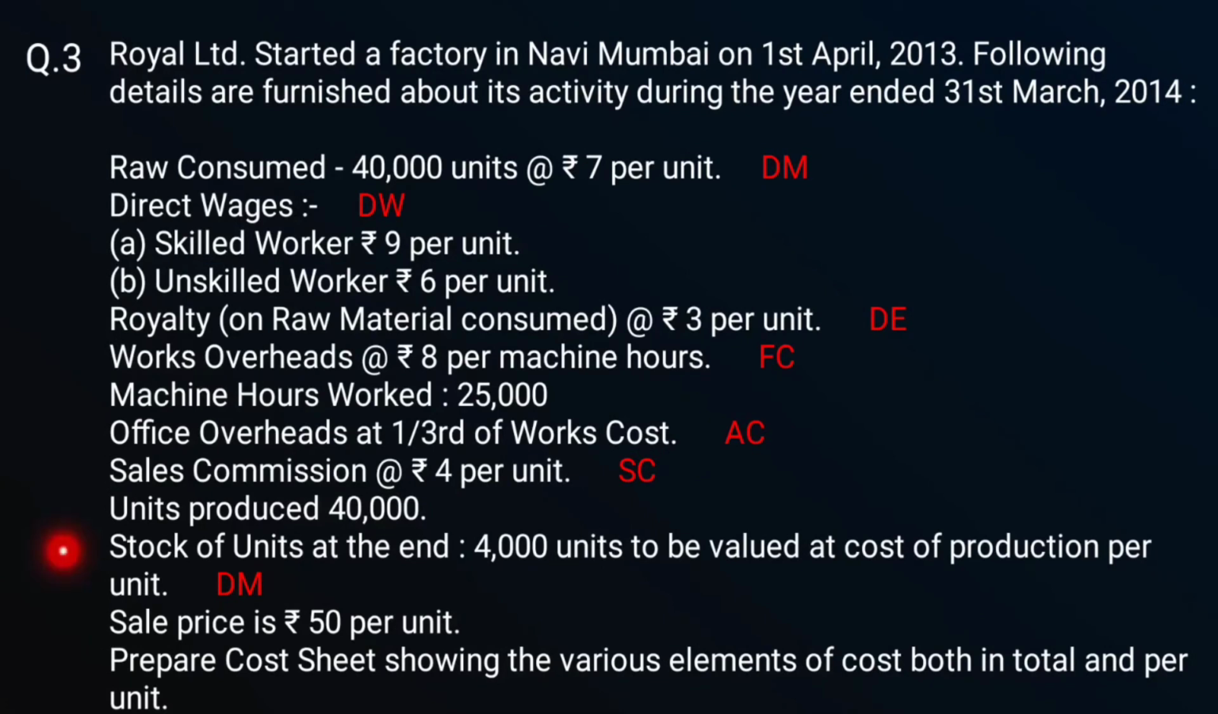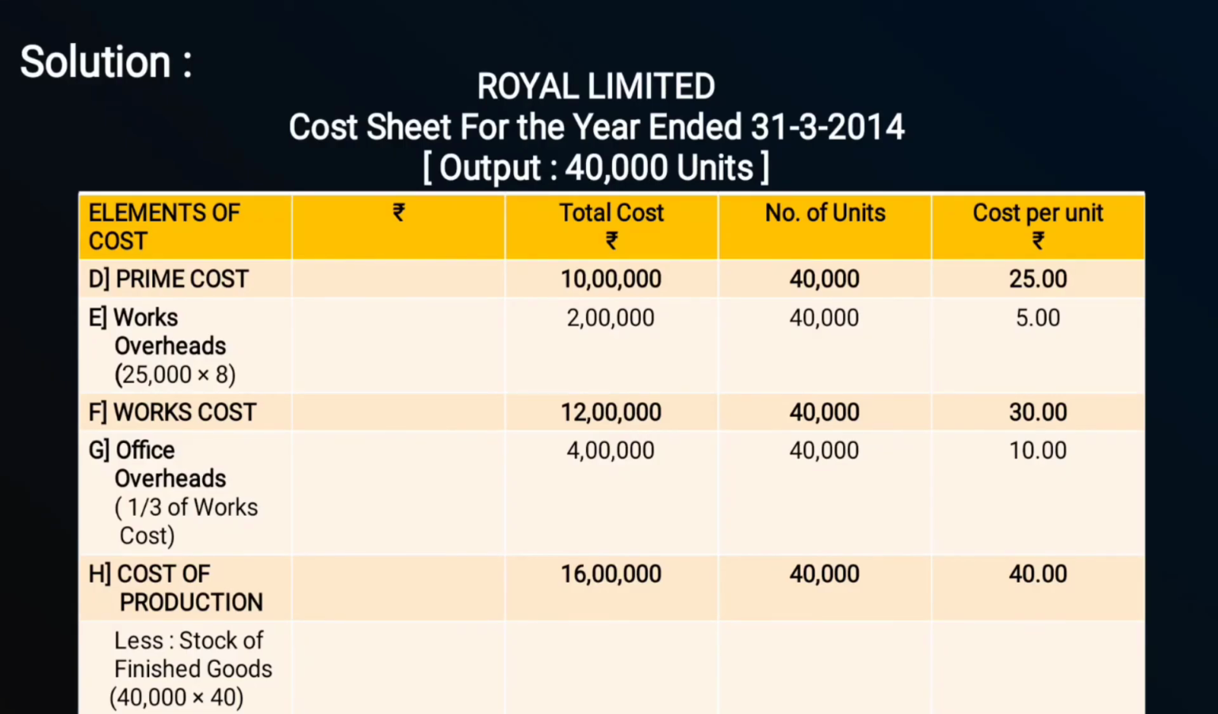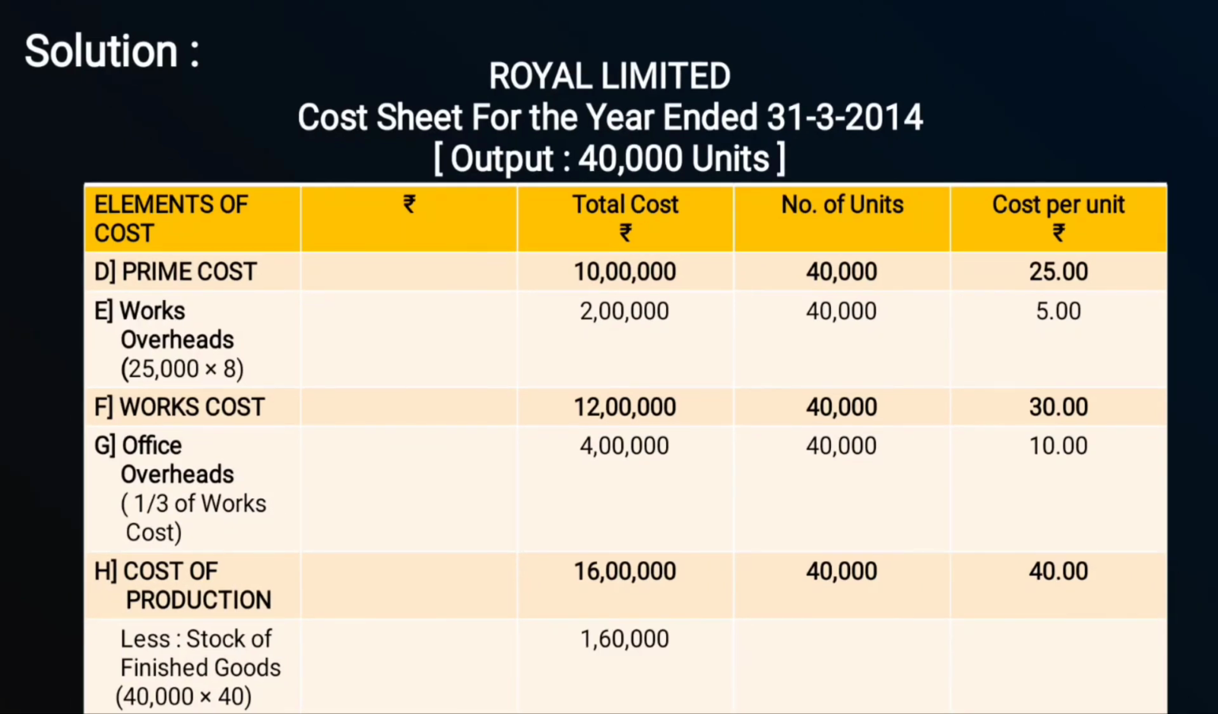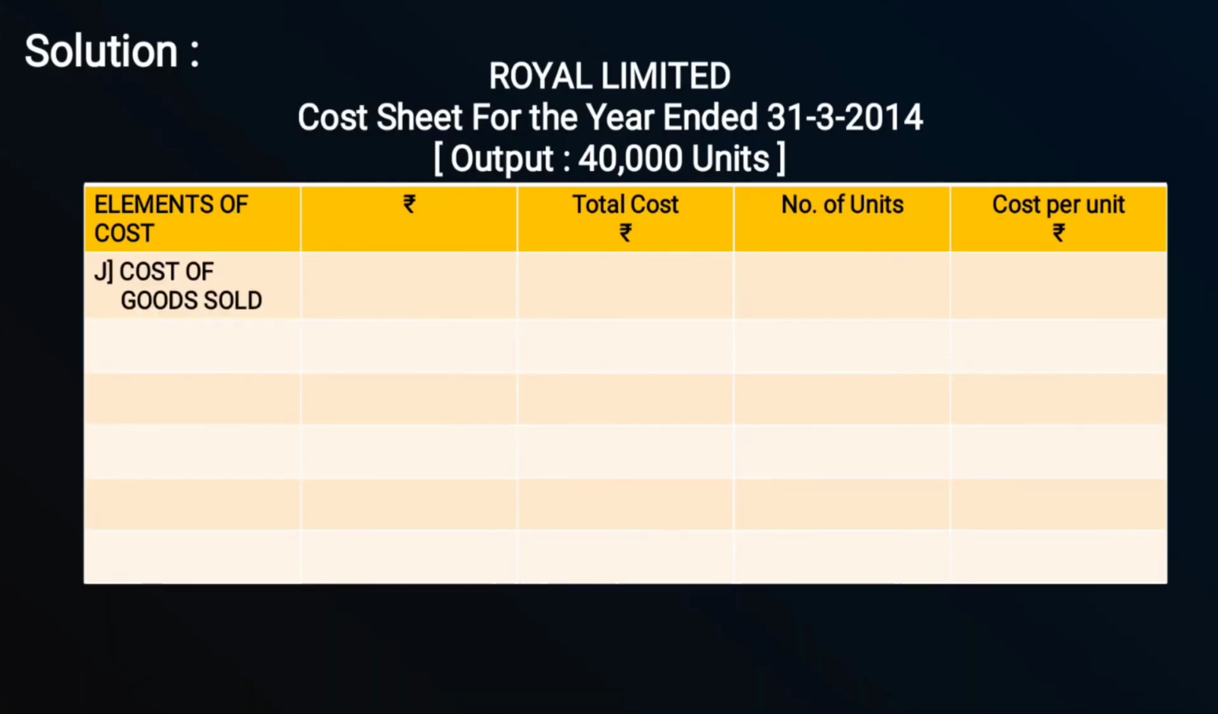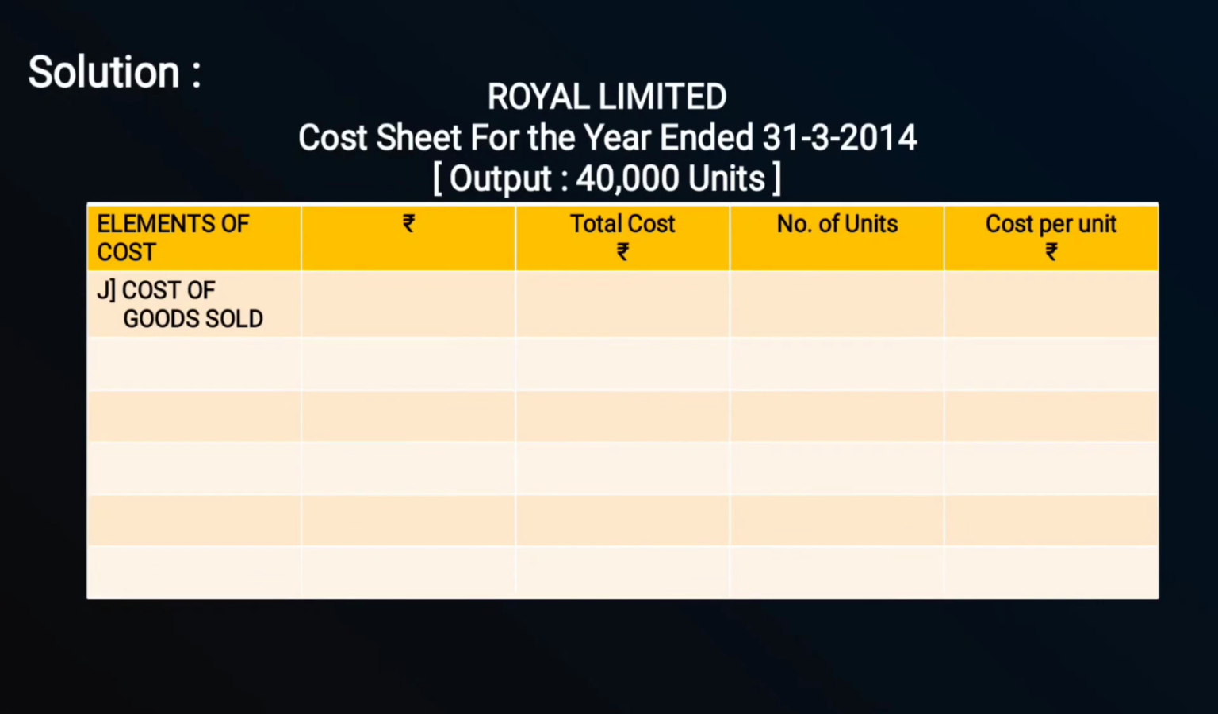Next we will record cost of units at the end. 4,000 units to be valued at cost of production per unit. So we will deduct stock of finished goods from cost of production. So the total amount will be 1,60,000. Number of units was given as 4,000 and cost per unit will be 40. So the cost of goods sold amount will be rupees 14,40,000. Number of units will be 36,000 and cost per unit will be 40 per unit.